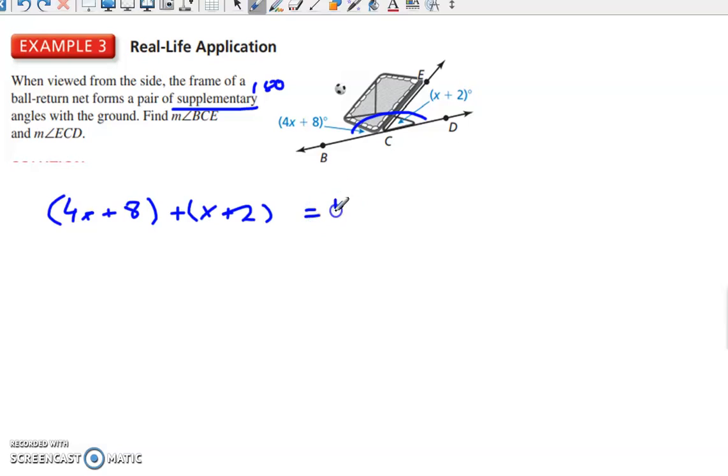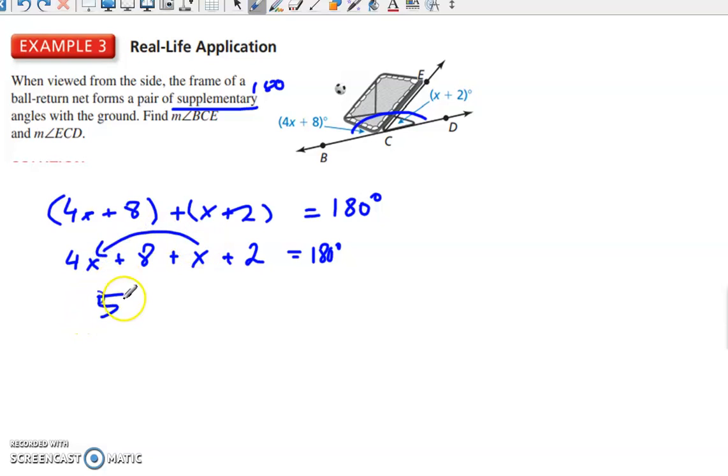together these equal 180. Now careful that you don't try to solve just on one side and subtract and add here. These parentheses in this case are not necessary because it's all addition. So I could just rewrite this: 4x plus 8 plus x plus 2 is equal to 180. And now I can combine like terms. 1x plus 4x gives me 5x. 2 plus 8 gives me 10.